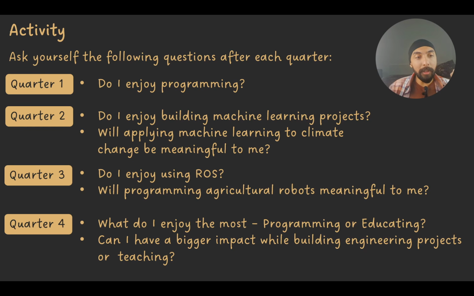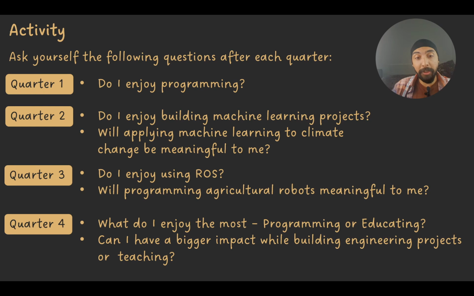And after third quarter, once you have built ROS related projects, you should ask, do I enjoy working with ROS? Do I enjoy working on robotics related projects? Will programming agricultural robots really be meaningful to you? Because currently you think that it is something that you would enjoy doing, but only after you build a mini project or explore the field, you'd be able to really understand, hey, is this something that I really like doing or not?